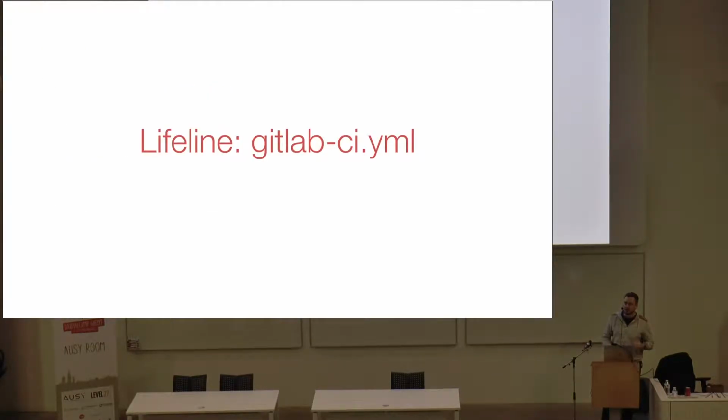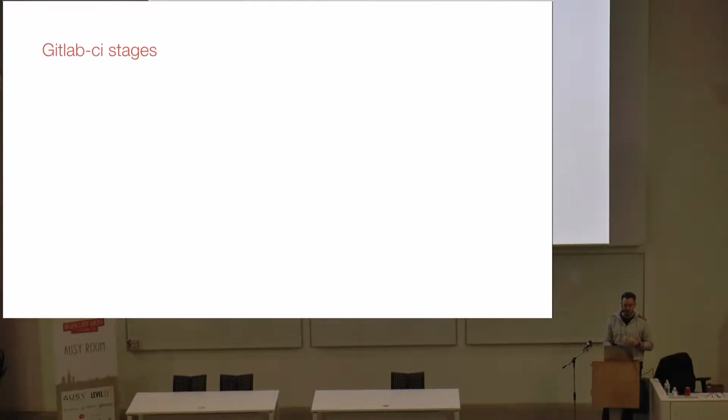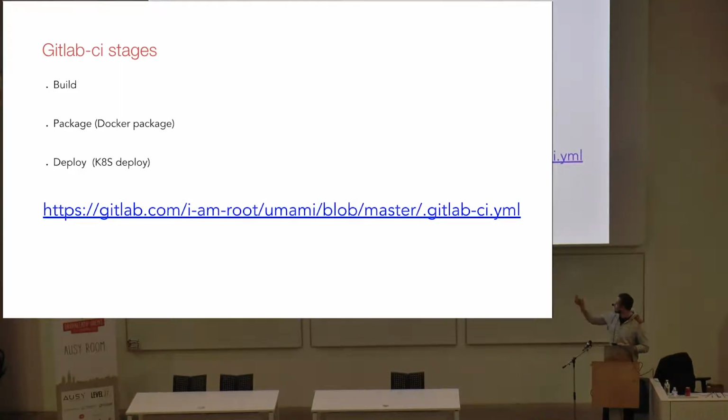Now, the lifeline during this talk is the Gitlab-ci file. In Gitlab-ci, we have defined 3 stages: a build, which I'm actually not using for this demo, a package, which I have named Docker package, and a deploy, which is of course a Kubernetes deploy. All this information is available on my GitLab account, gitlab.com/iamroot.